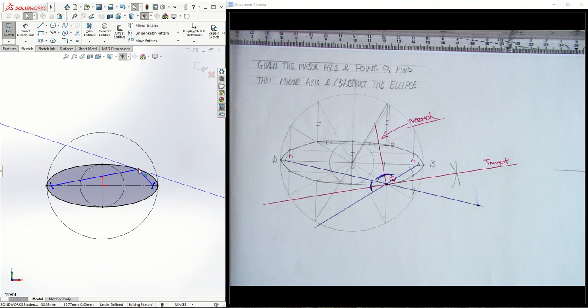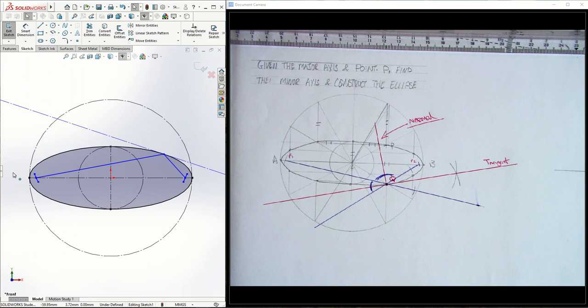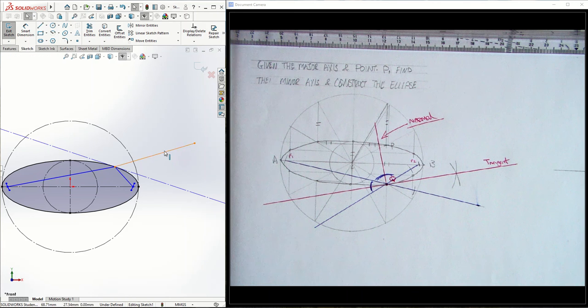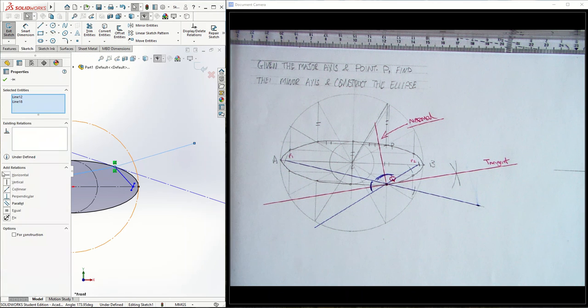No matter where I bring that around, so if I bring that to here, if I want to find the tangent to the ellipse at this point, it's going to be the same principle. I'm joining from the focal point up to the point I want, back to the other focal point, and if I had extended that line, I'll make this line and this line collinear. Okay, there we go.